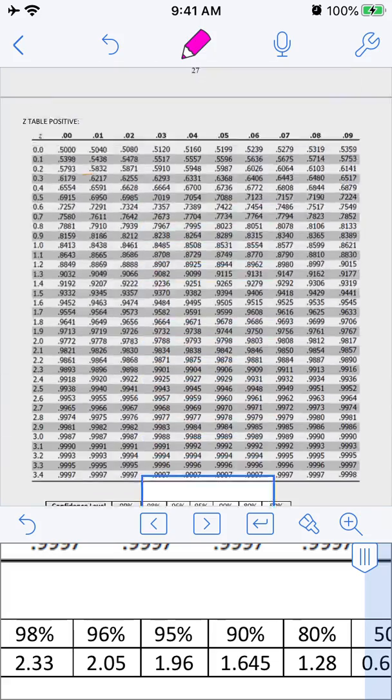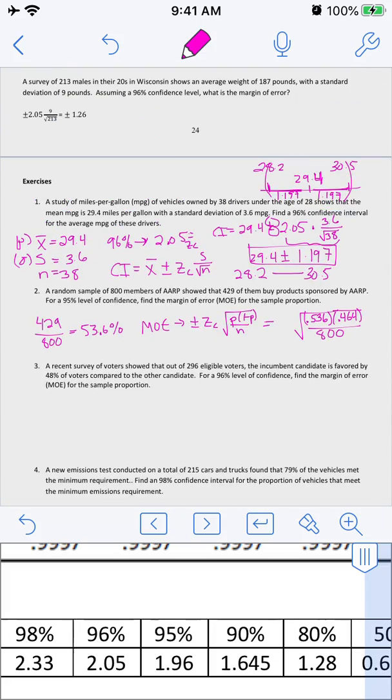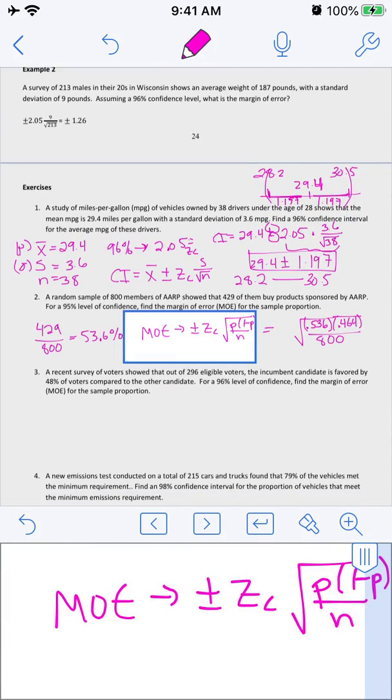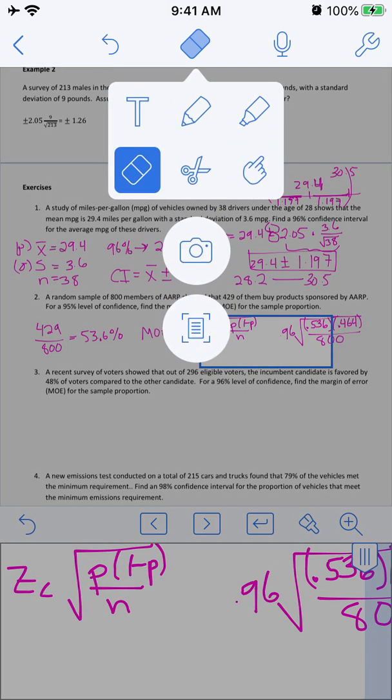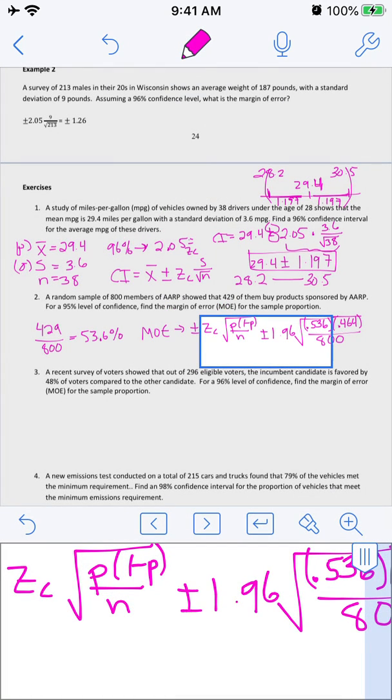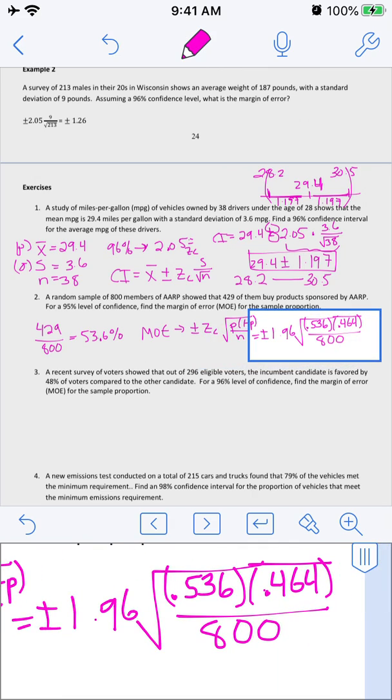For 95, it was 1.96. So we'll go up to the critical value here. For 95, we need to put in here a 1.96. Pardon me, we should have a plus or minus. All right, and we filled out all the variables. So critical value from the table, the percent from what they told me, 53.6%. The opposite of that, 46.4%. The sample of 800. We plug in all those pieces. We can figure this out. So let's go ahead and calculate that now.